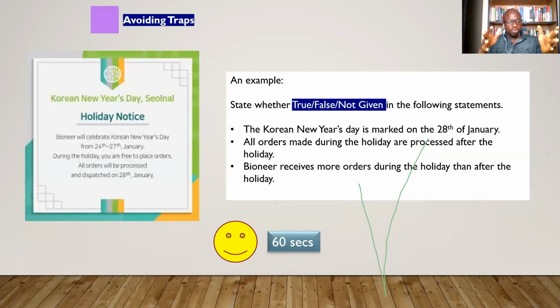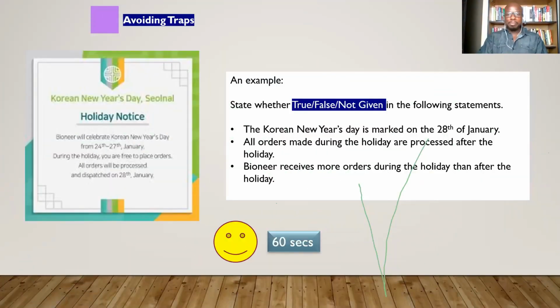So I'm just going to pause for 60 seconds. I want you to look at the notice on the left and also the question on the right, and just write out for the three statements whether it is true, false, or not given based on this passage. I'll give you 60 seconds and then I'm going to show you the answer in the next slide. So I'm just going to stop there now and wait for you.